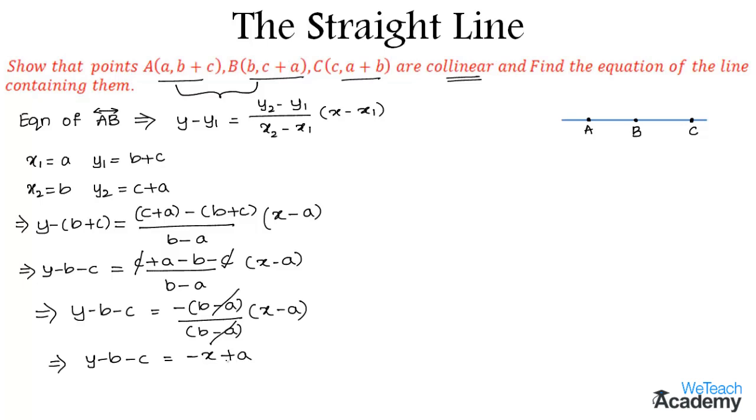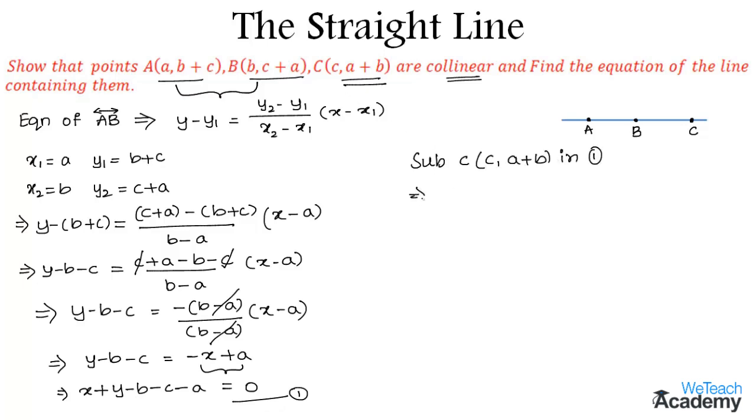Then transferring these terms to the left hand side, we get x plus y minus B minus C minus A equals 0. This is the equation of a line, and let us name this as equation 1. Then we need to substitute the point C comma A plus B in equation 1.